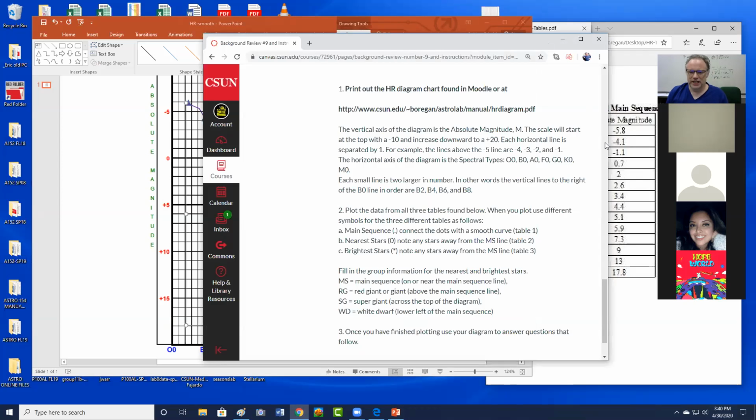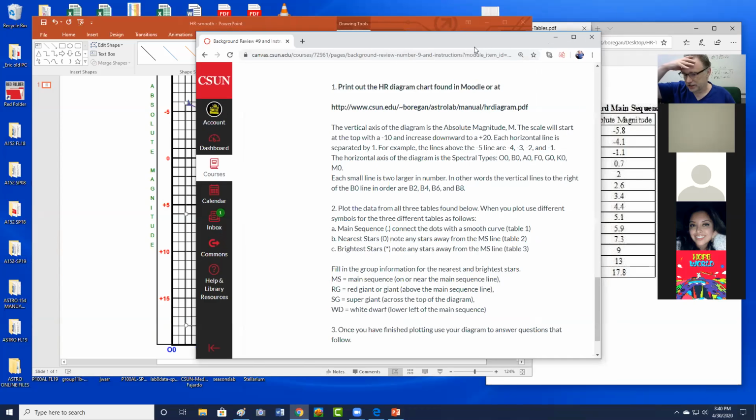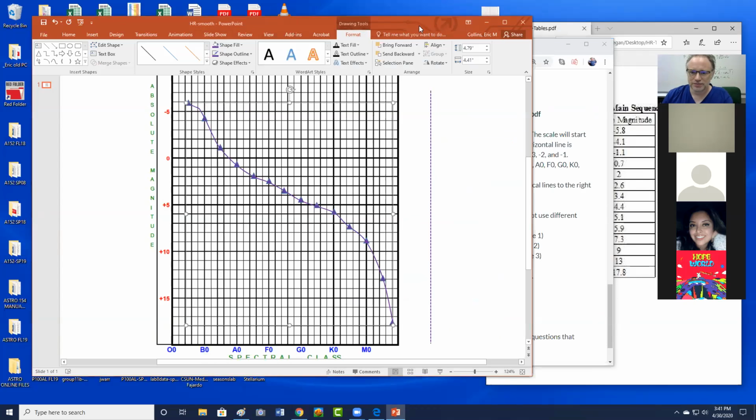Okay, and so then we're going to do the nearest stars and the brightest stars. We're going to do a couple of these in this session, and you're supposed to make a note of the stars that are away from the main sequence. So in other words, you might want to label those on your diagram. Just write the name of those stars that are not main sequence stars.